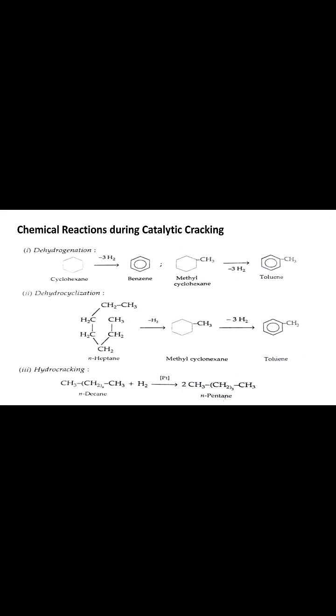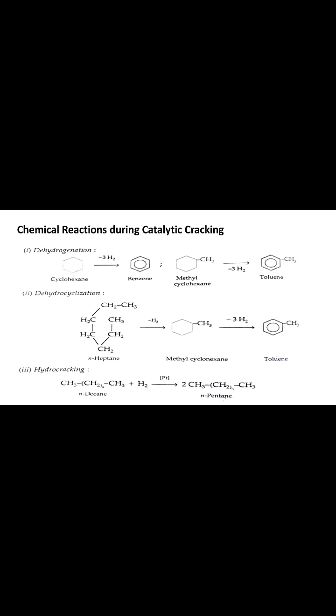Now, what are the chemical reactions taking place during the catalytic reforming? The different chemical reactions taking place are: one is dehydrogenation. Dehydrogenation means removal of hydrogen from hydrocarbons. Cyclohexane on dehydrogenation in presence of a suitable catalyst gives benzene. Similarly, methyl cyclohexane on dehydrogenation in presence of a suitable catalyst gives toluene.